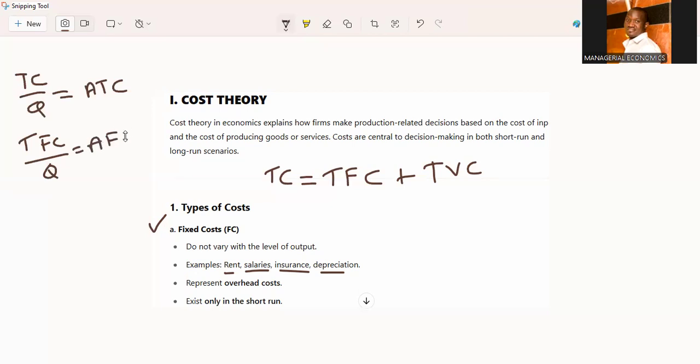If we divide our total variable cost by quantity, what do we get? Average variable cost. Right together. So when we add these two, average fixed cost plus average variable cost, what do we get? Our average total cost. So average total cost is when we add the average fixed cost plus average variable cost.